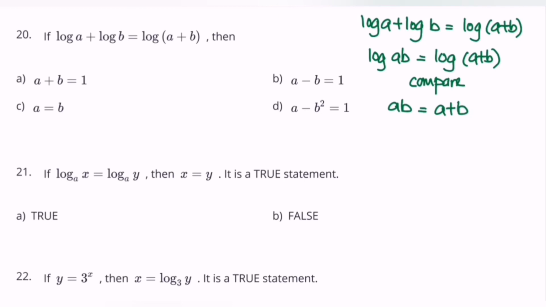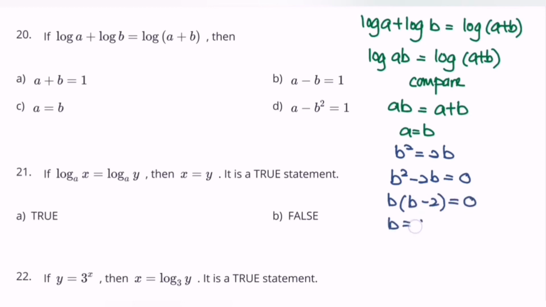Based on the situation, we can say it will be correct if we let A equal B. So if we let A equal B, we will have B squared, which is equal to 2B. So from here, B squared minus 2B will be equal to 0. Kindly factorize the situation. B bracket, we have B minus 2, which is equal to 0, so B is equal to 0, and B is equal to 2. So from here, for question 20, the answer would be C, which is A equals B.